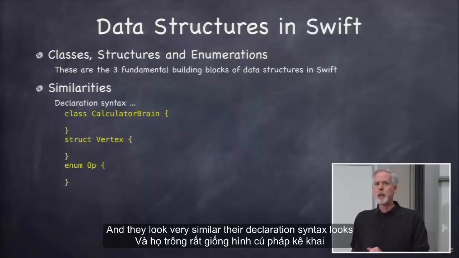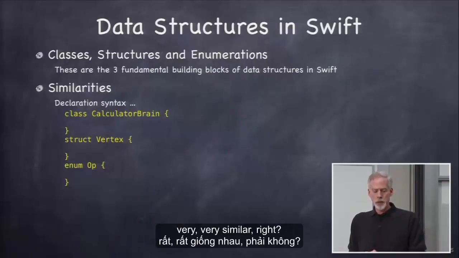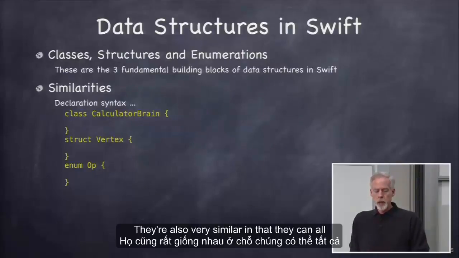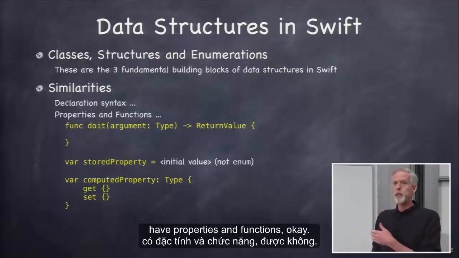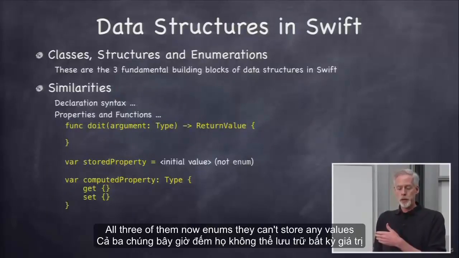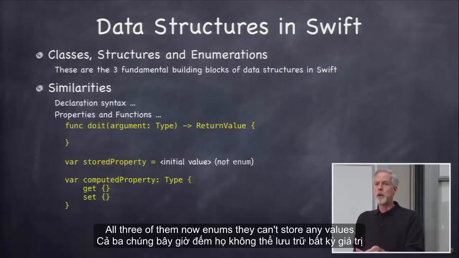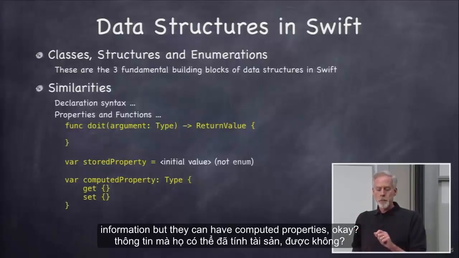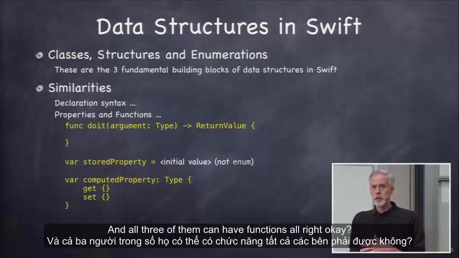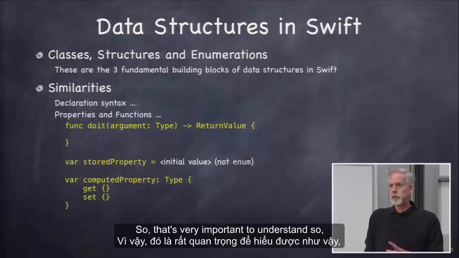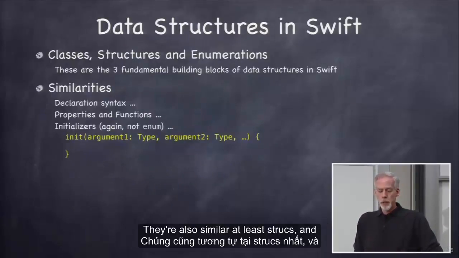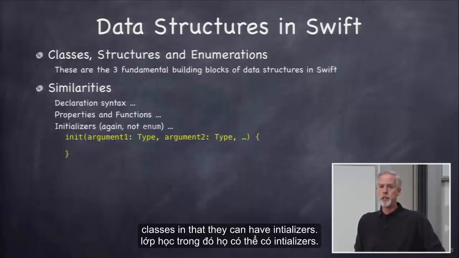And they look very similar. Their declaration syntax looks very, very similar, right? The only difference is whether it's class, struct, or enum, but otherwise looks the same. They're also very similar in that they can all have properties and functions. Okay, all three of them. Now enums, their properties can't store any values. You store the values in an enum in that associated information, but they can have computed properties. Okay, and all three of them can have functions. Right? Okay, so it's important to understand. So they're very, very similar in that way. They're also similar, at least structs and classes, in that they can have initializers.